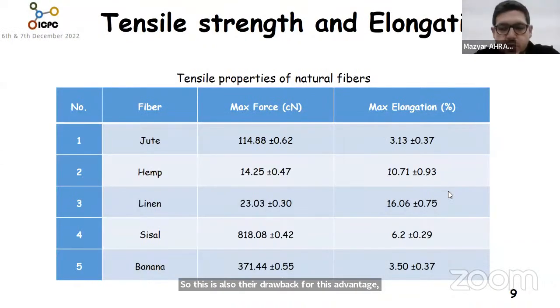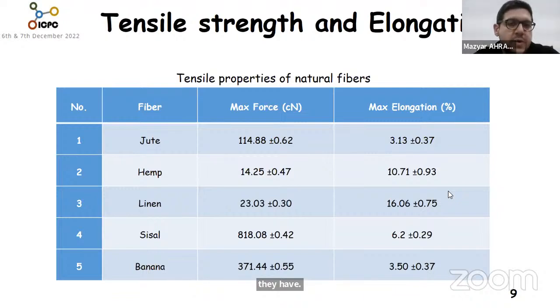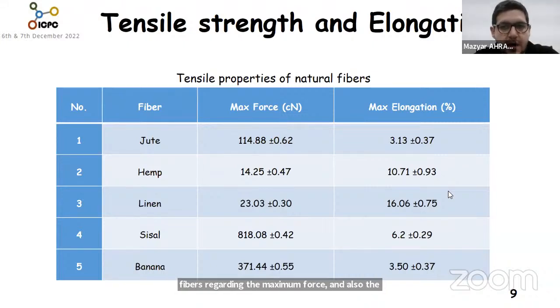Regarding the tensile strength and elongation, we witnessed the tensile properties of these natural fibers, regarding the maximum force and the maximum elongation percentage. The linen fibers have the highest maximum elongation percentage, and regarding the maximum force, it was recorded for sisal fibers. As you know, tensile strength is the capacity of a material to withstand the tensile load before failing. It is called the tensile strength.